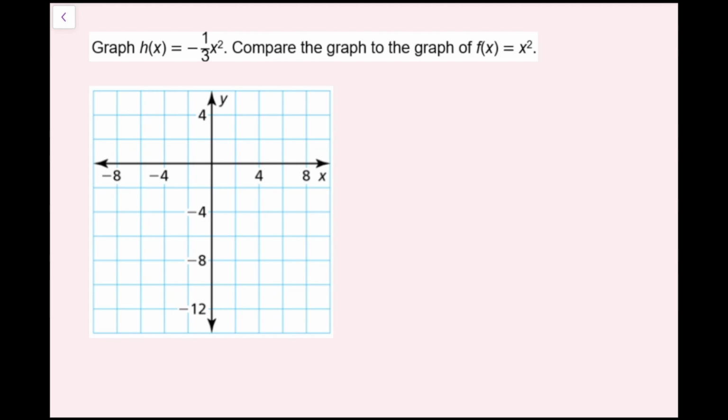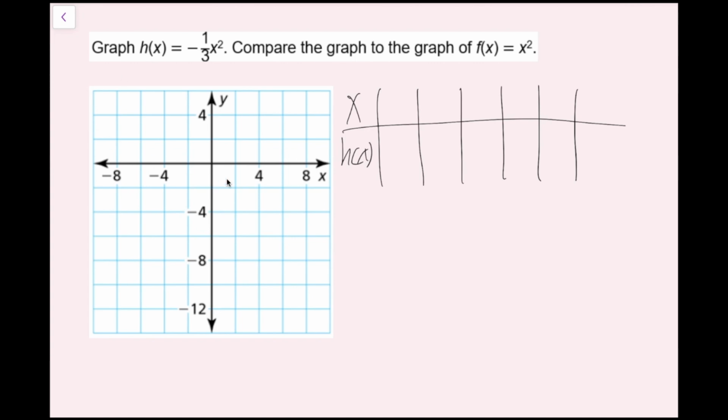So in this example, we're going to graph h of x equals negative 1/3 x squared, and then compare it to the graph of f of x equals x squared. So this is similar to the last example that we just did. So I'm going to make a table of values. So I have x, and then h of x. I'll do my values here.